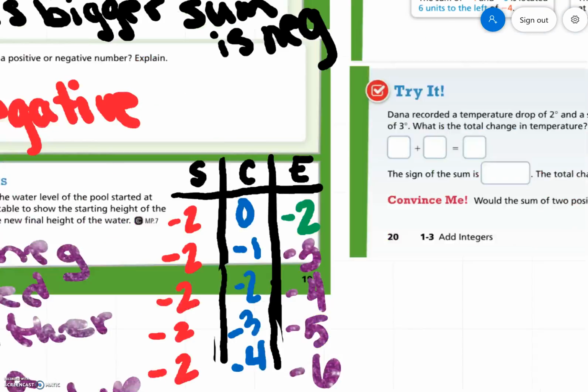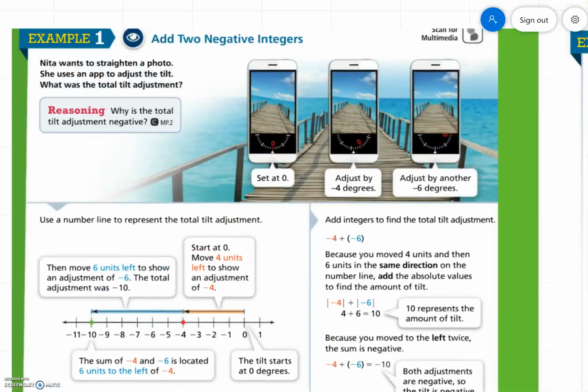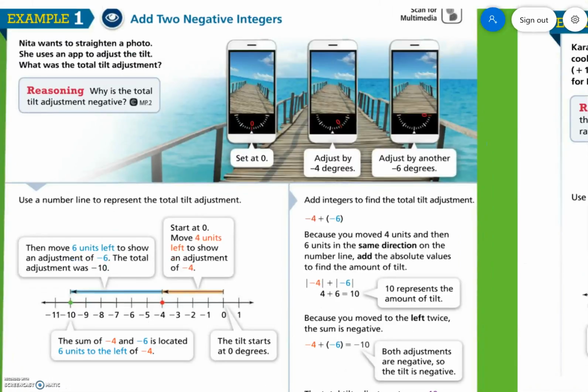Okay, so example number 1, adding two negative numbers. Well, we just talked about this a little bit, so let's practice it some more. Nita wants to straighten a photo. She uses an app to adjust the tilt. What was the total tilt adjustment? So we set it at 0, adjust it by -4 degrees, and adjust it by another -6 degrees.